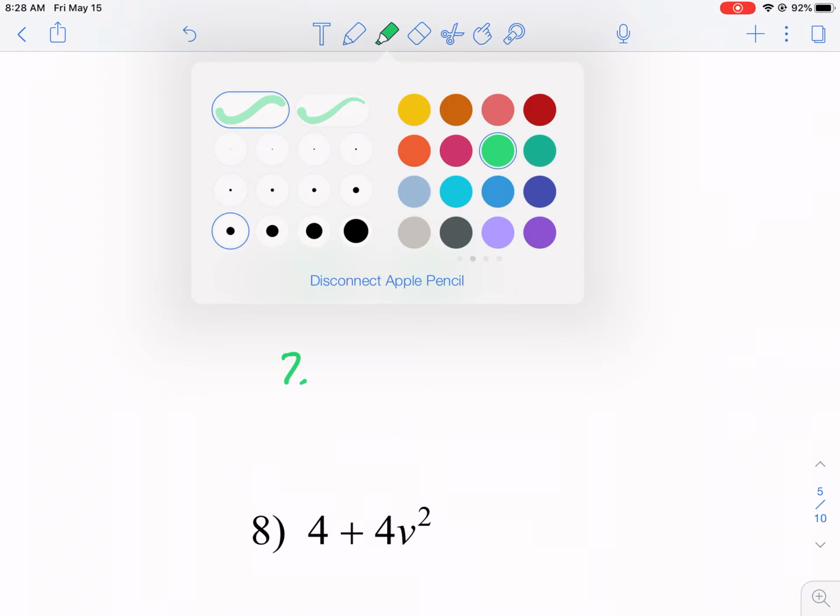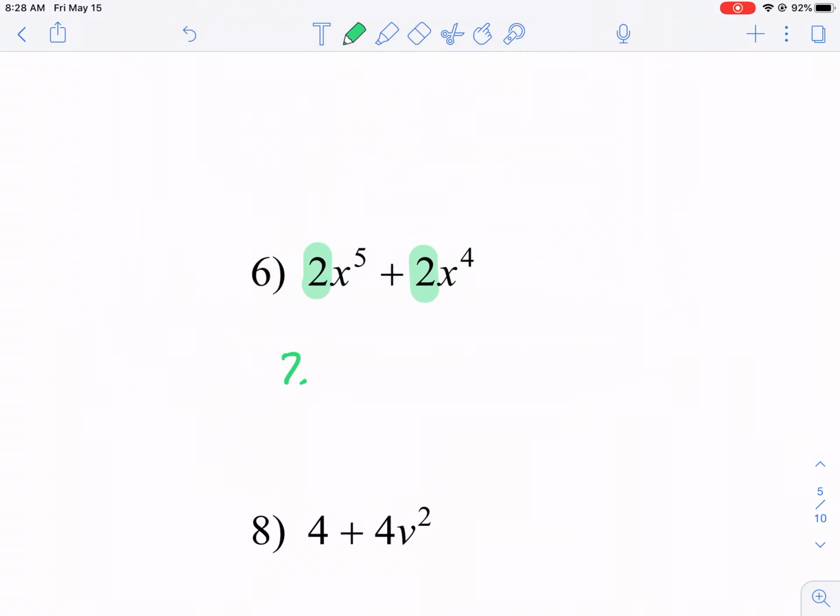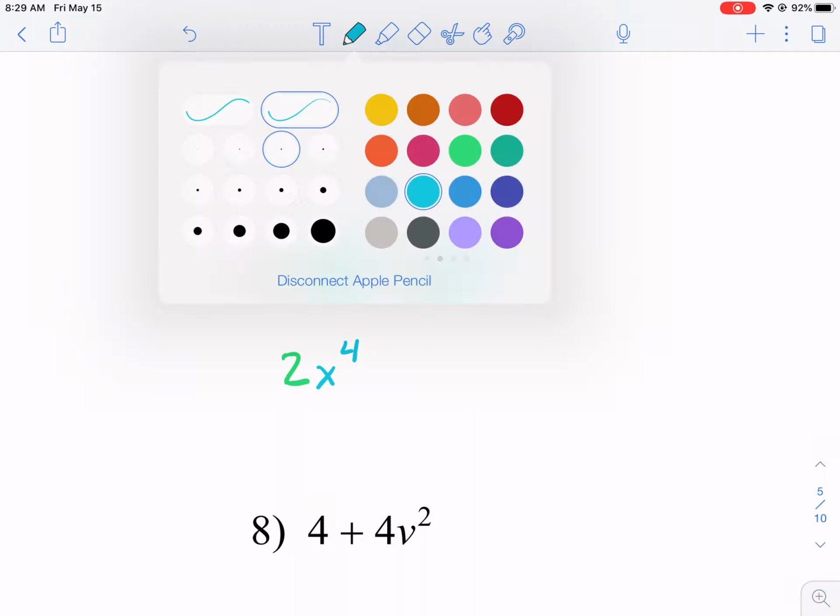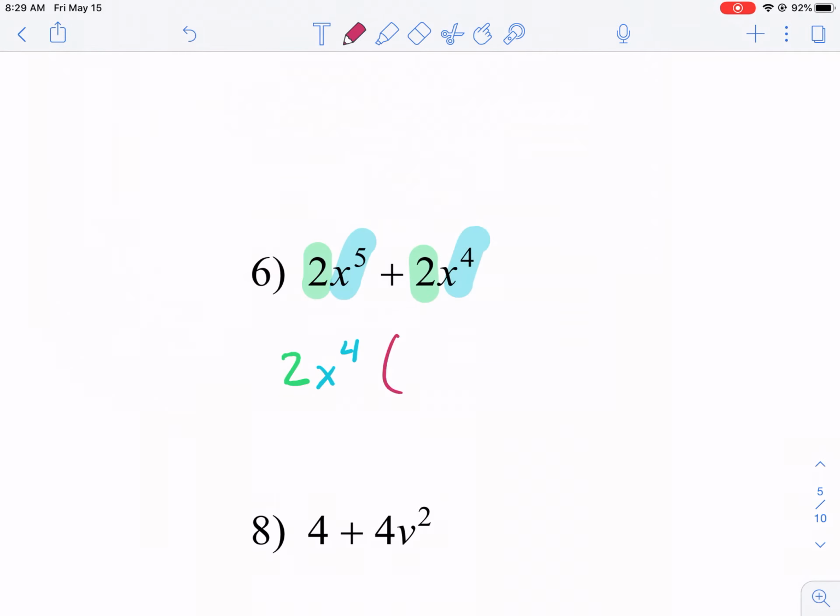Next up, I look at my variables. Let's go ahead and use blue this time. There we go. So we're looking at x to the 5th and x to the 4th. We're always going to use the smaller of the two. So we're going to use x to the 4th. Now we need to put our parentheses.